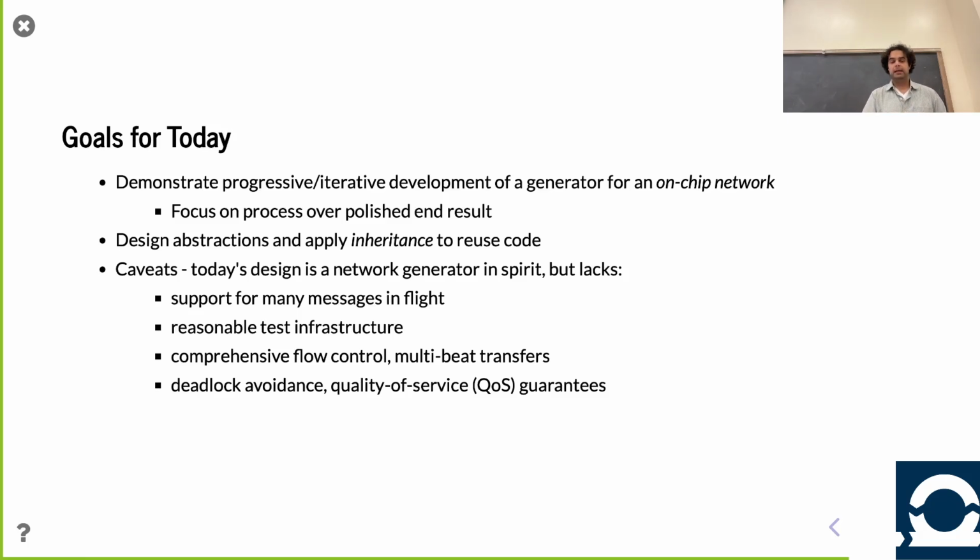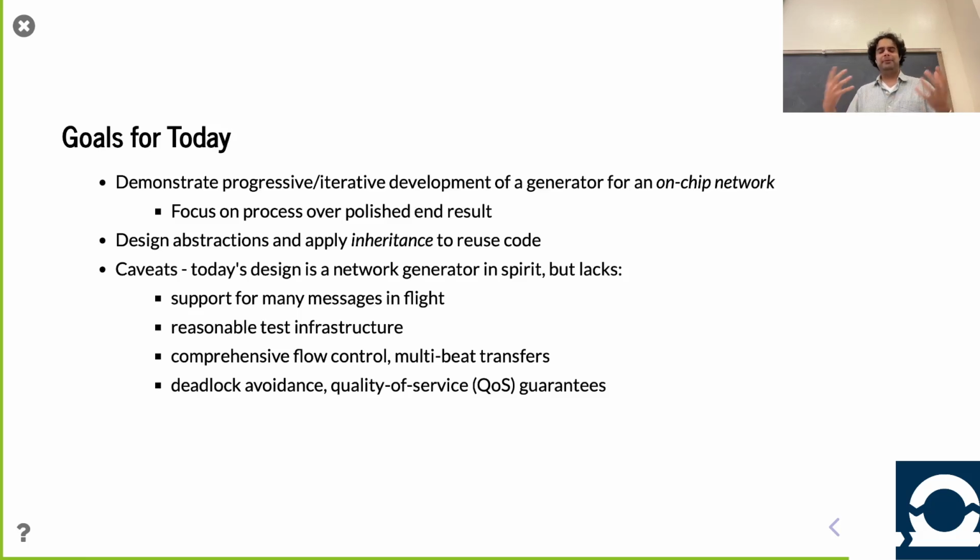So you can imagine trying to build a full network on chip. There could be a lot of things you might like. Maybe understandably, you want to have many messages in flight to have a lot of parallelism, a lot of throughput. Today's designs will not be able to do that, right? You're going to want really robust testing infrastructure, obviously really important. Today's designs will not have that.